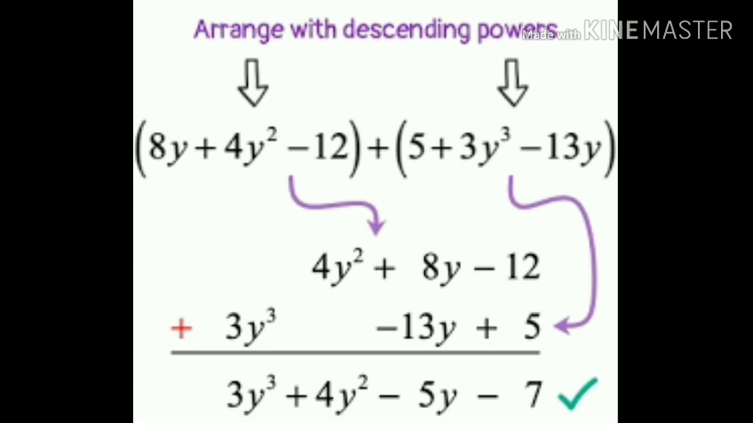So the first given will become 4y squared plus 8y minus 12, plus the second given, which will become 3y cubed minus 13y plus 5. And the answer is 3y cubed plus 4y squared minus 5y minus 7.